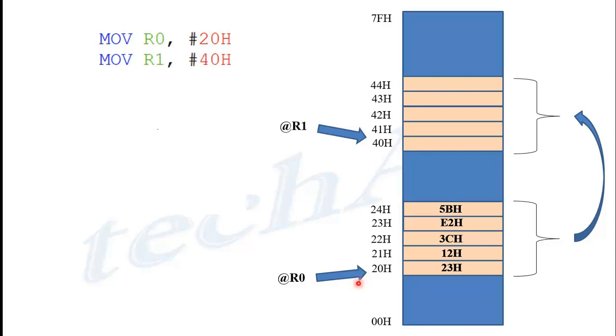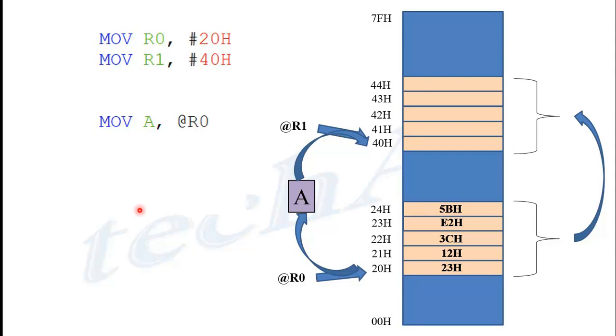Now, to transfer the data from the address location pointed to by R0 to the address location pointed to by R1, we cannot use the direct instruction MOV @R1, @R0, because the 8051 does not allow us to transfer data directly from one address pointer to another address pointer. For that purpose, we have to take the accumulator as a mediator. That means we'll transfer the data from the source address to the accumulator and from the accumulator to the destination address.